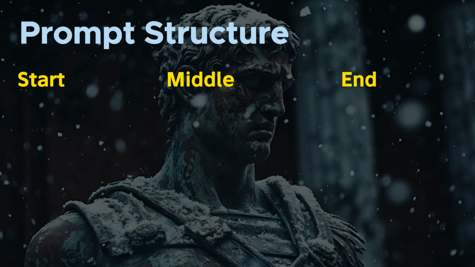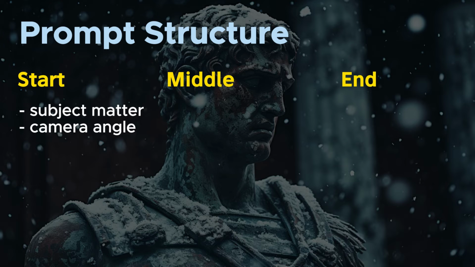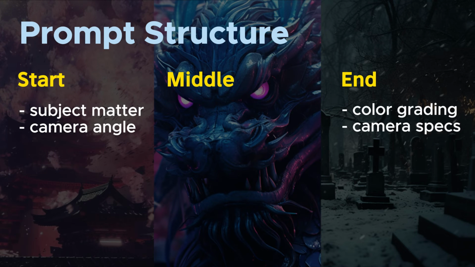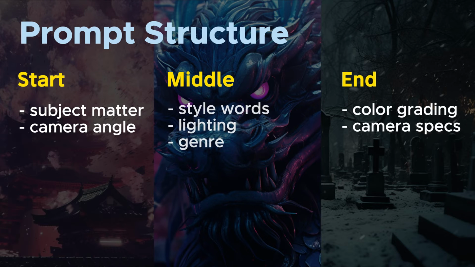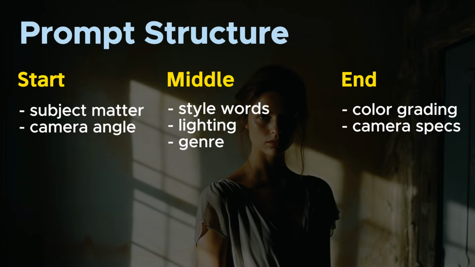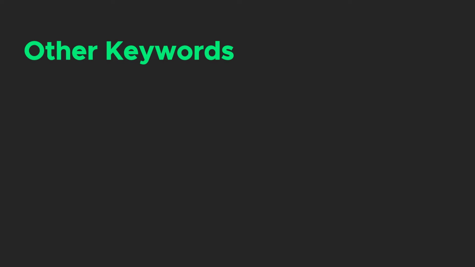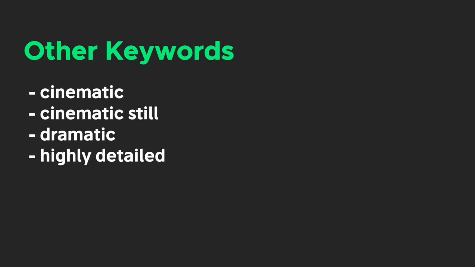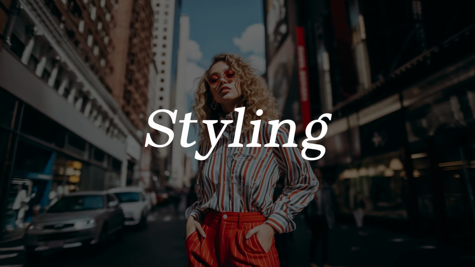Personally, I found what usually works best is putting the subject matter and camera angle towards the beginning of the prompt, and the color and camera types towards the end, with style, lighting, and genre keywords filling out the middle. But don't forget that you can always move keywords around if you want them to be emphasized more or less. I also throw in some extra words like cinematic, dramatic, or highly detailed depending on what I'm going for. Let's talk about styling for a minute.